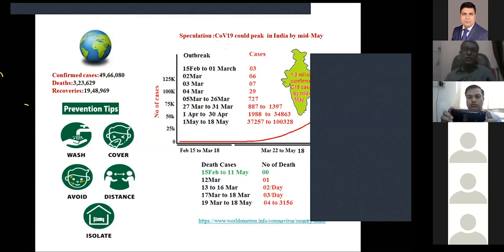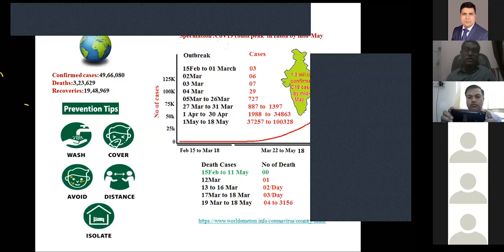Now, if you go over the deaths from 15 to 11 May, although there were some 20 patients of the coronavirus, there was no death. From 12 March, only 1 death was claimed, and 13 to 16 March, 2 deaths were claimed per day. From 17 to 18th March, almost 3 deaths were claimed, and from 19 March to 18th May, the death claims rose to 3,156. The data I have received is from the link provided at the bottom of this PowerPoint slide.